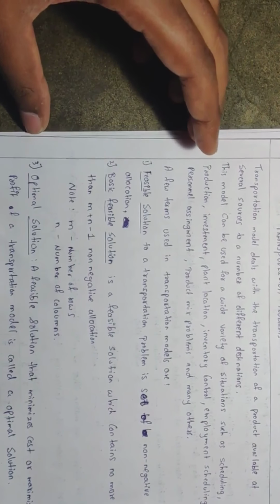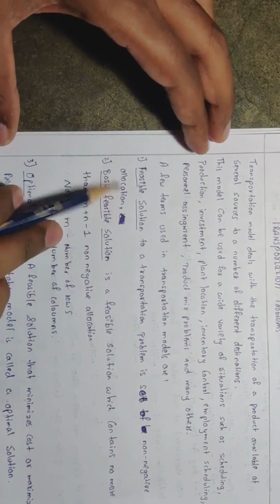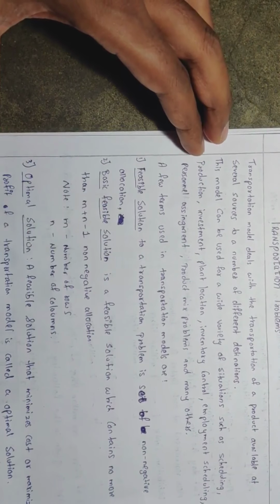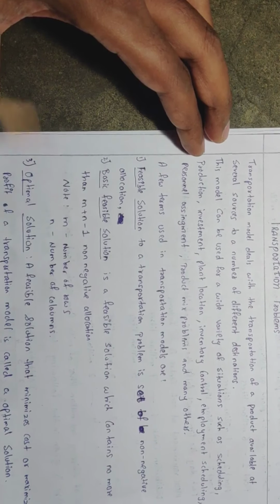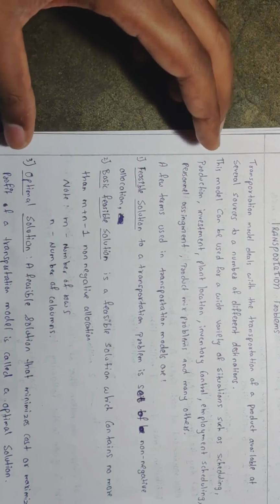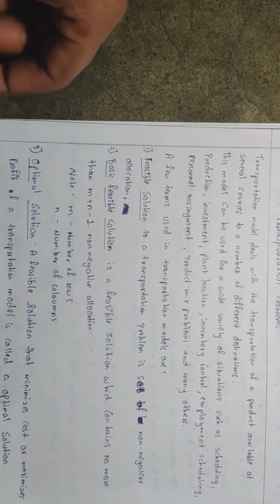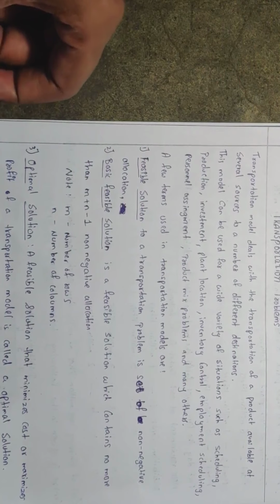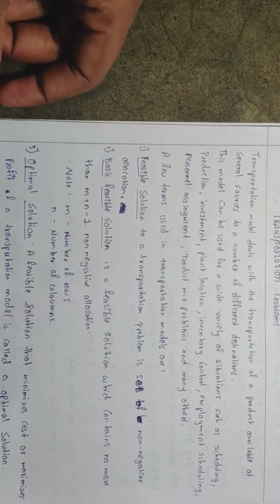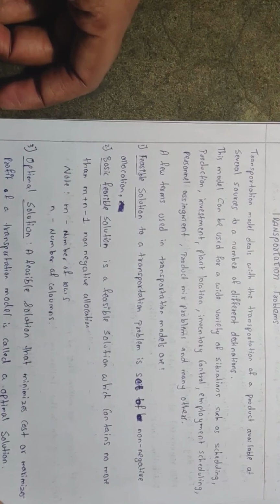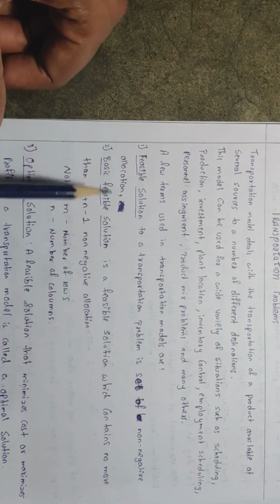The first thing we are going to see is the feasible solution. As the definition says, a feasible solution to a transportation problem is a set of non-negative allocations. When you solve any problem related to transportation, you obtain some solutions, and those solutions may or may not be exactly what you require to reduce your cost or increase the profit. The second definition is the basic feasible solution.